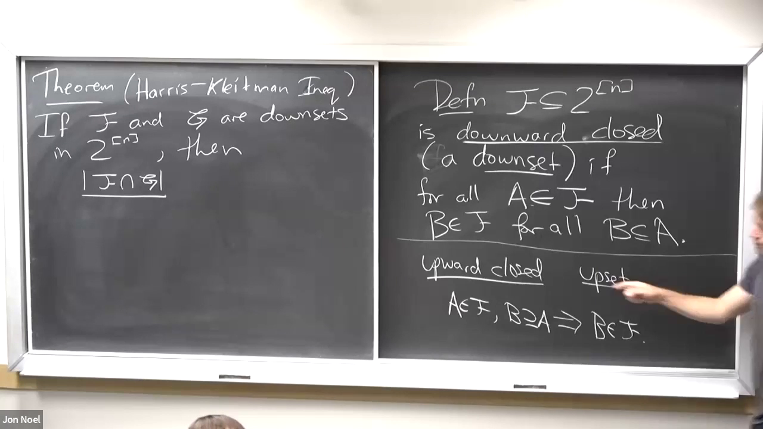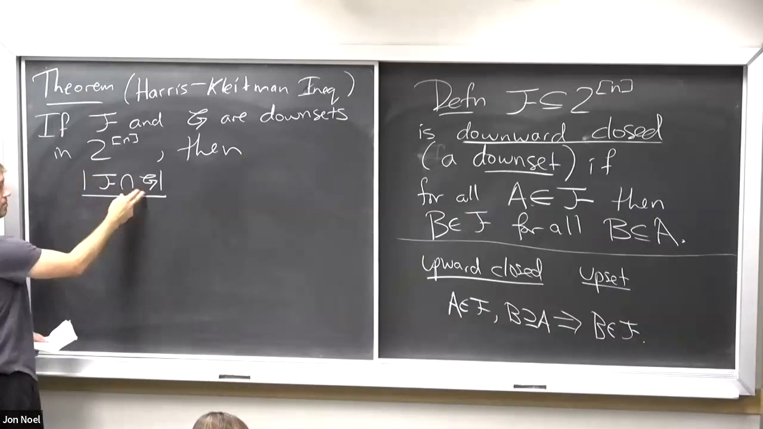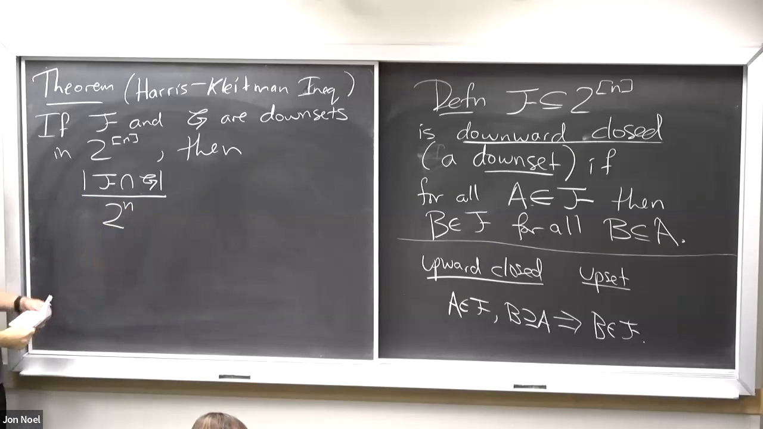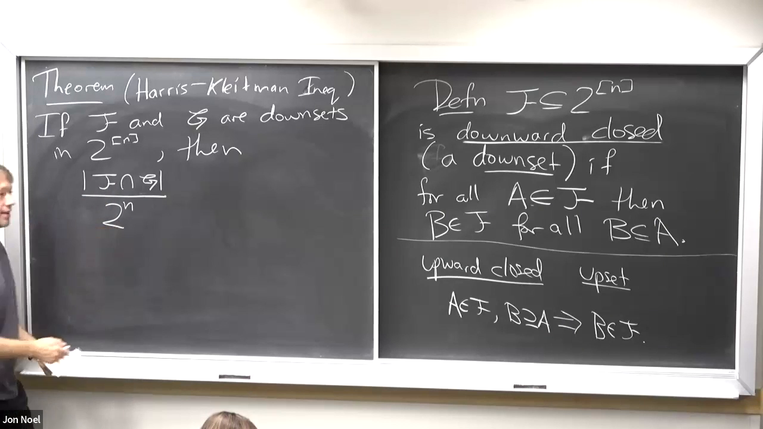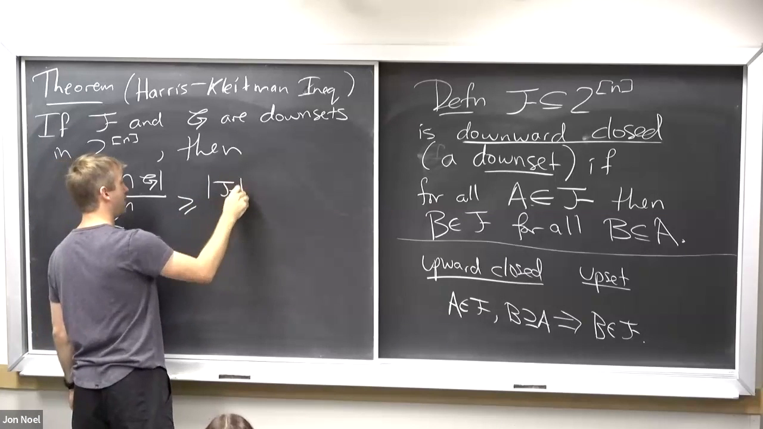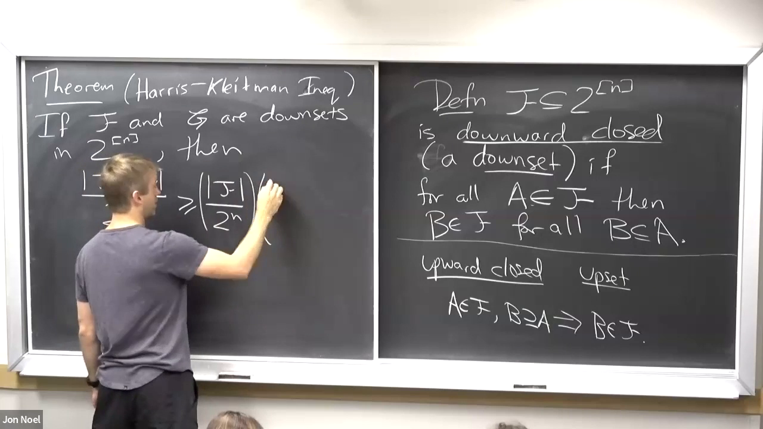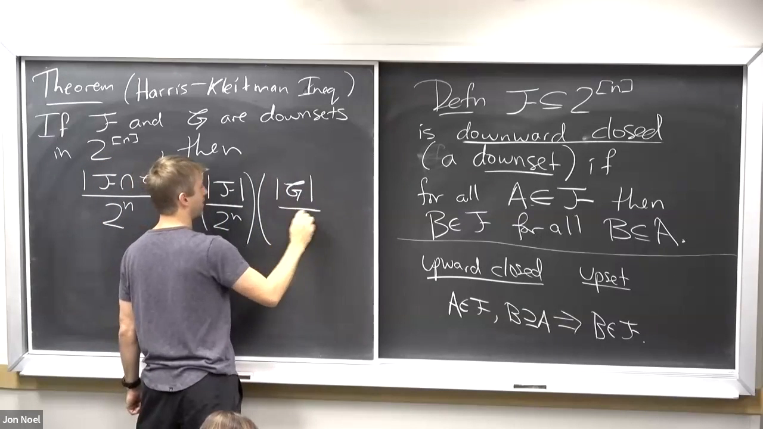So what this is saying is: look at the collection of all sets that satisfy both conditions. I'm going to divide by 2 to the n, which makes it like a probability. This is the sets satisfying both, divided by all the subsets. And that's got to be at least the size of F over 2 to the n, times the size of G over 2 to the n.